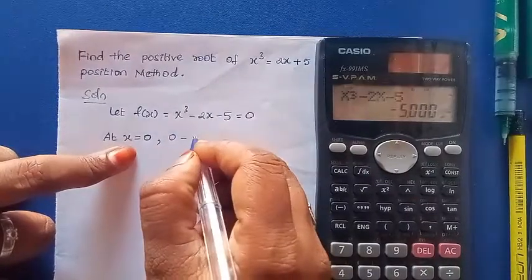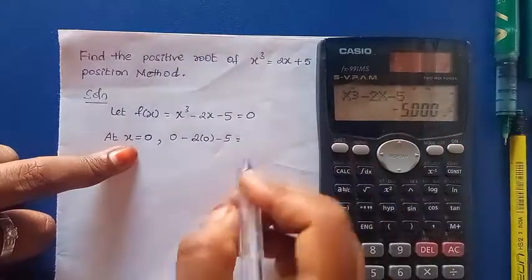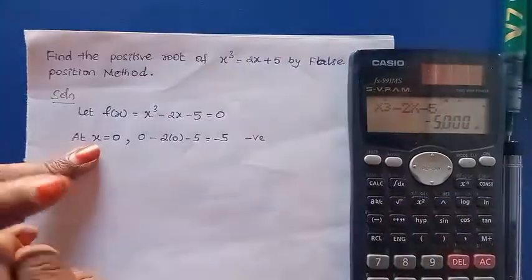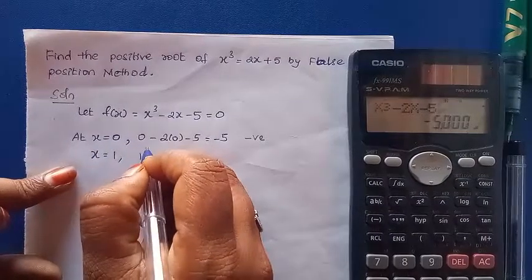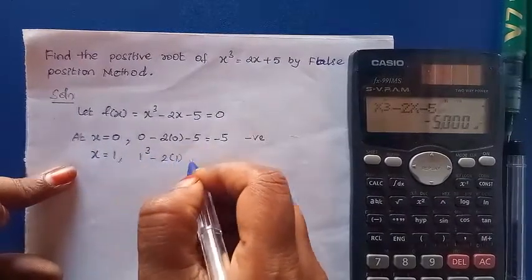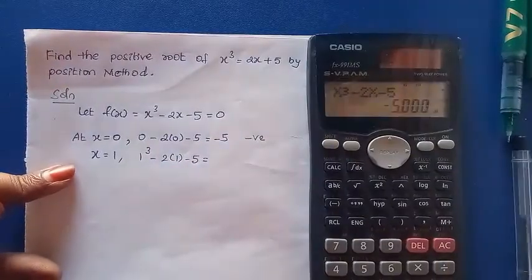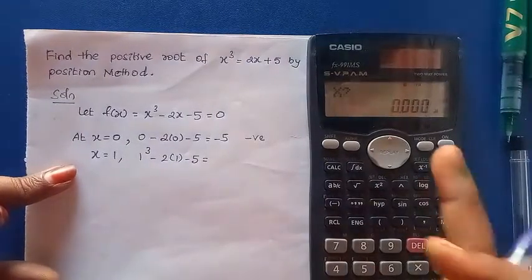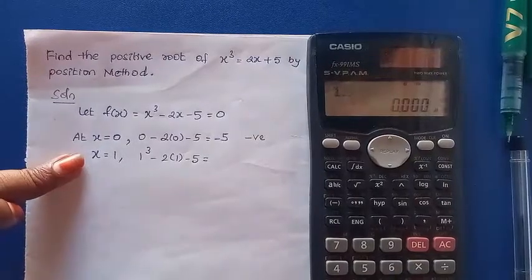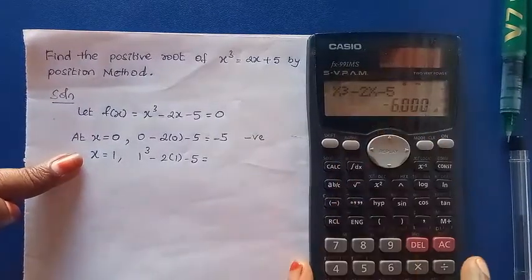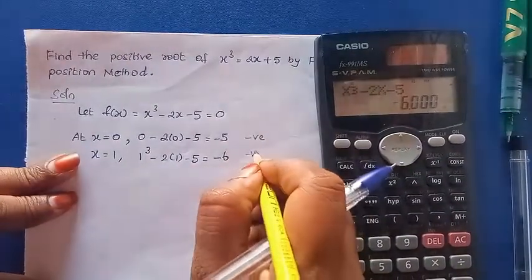That is 0 cube minus 2 into 0 minus 5. The answer is minus 5 here, which is negative. Then substitute the value of x equal to 1, which is 1 cube minus 2 into 1 minus 5. Again you press the equal to symbol itself, again it asks for a new x value. Now it is 1, just give 1 alone and press equal to. The answer is minus 6, which is again a negative value.